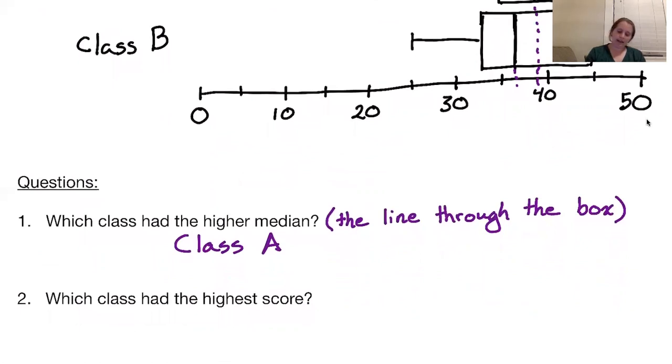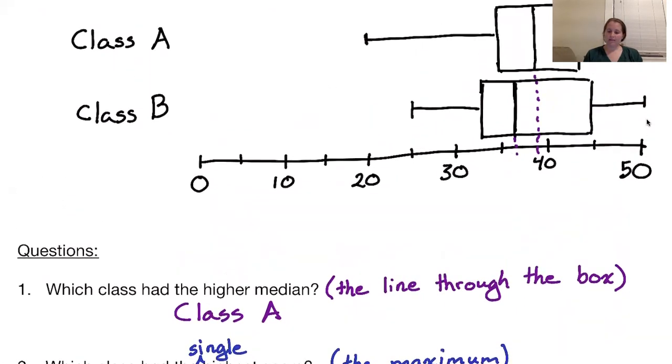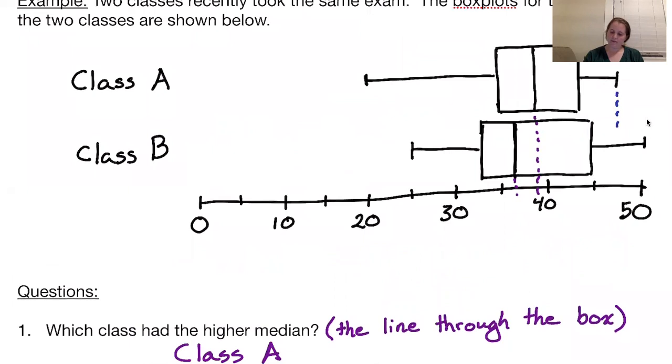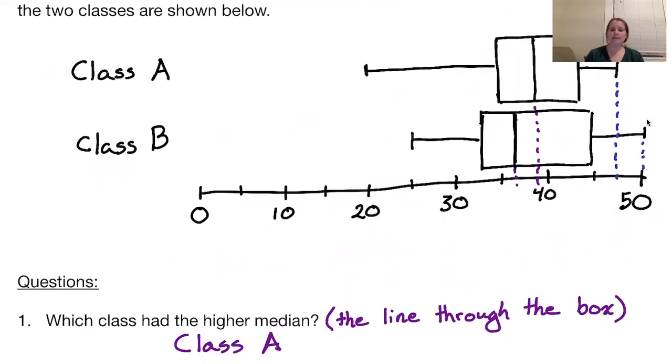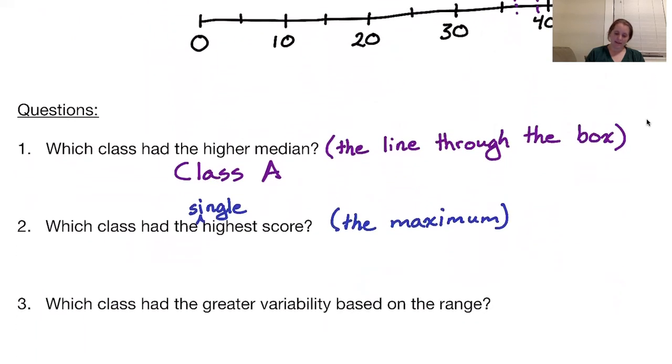Next up, which class has the highest score overall? So this one, the highest score, we're looking at the maximum. I should say which class had the single highest score. So we're looking for the maximum, whichever class had the higher maximum. So here, class A had a maximum of about 47, 48, versus class B's maximum was 50. So I would say that class B had the single highest score.